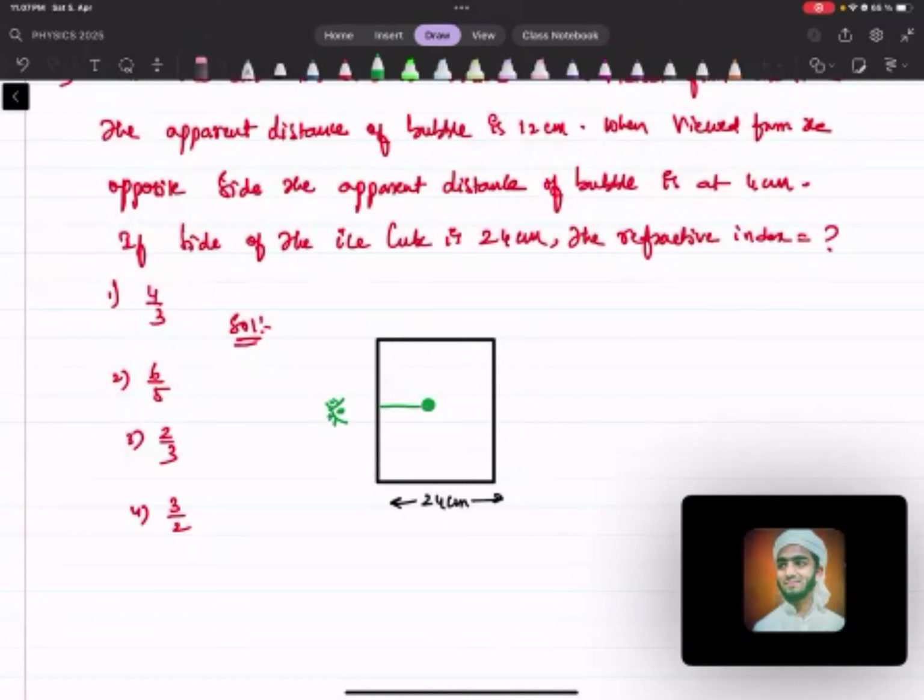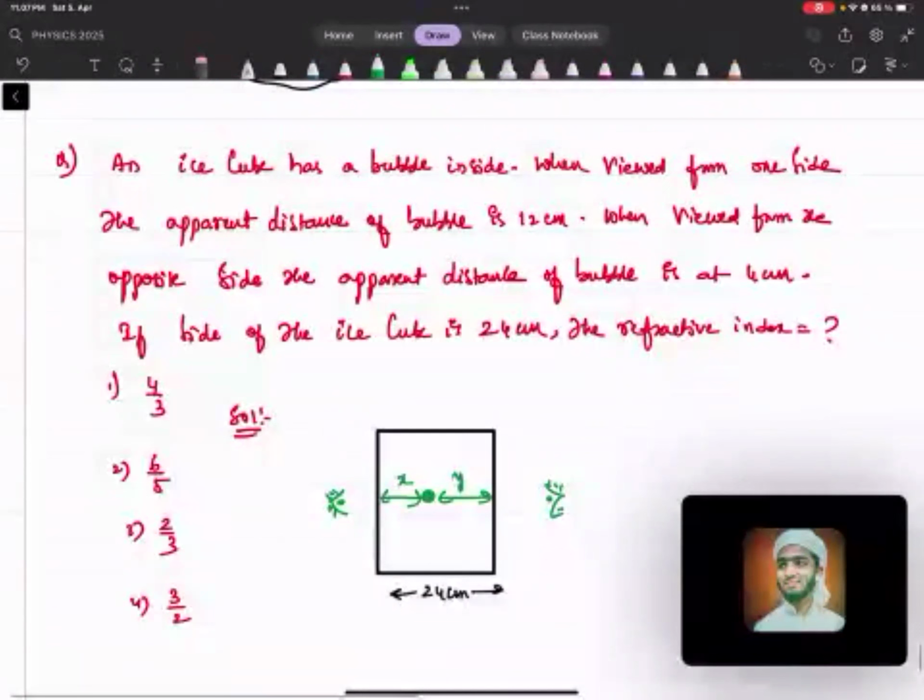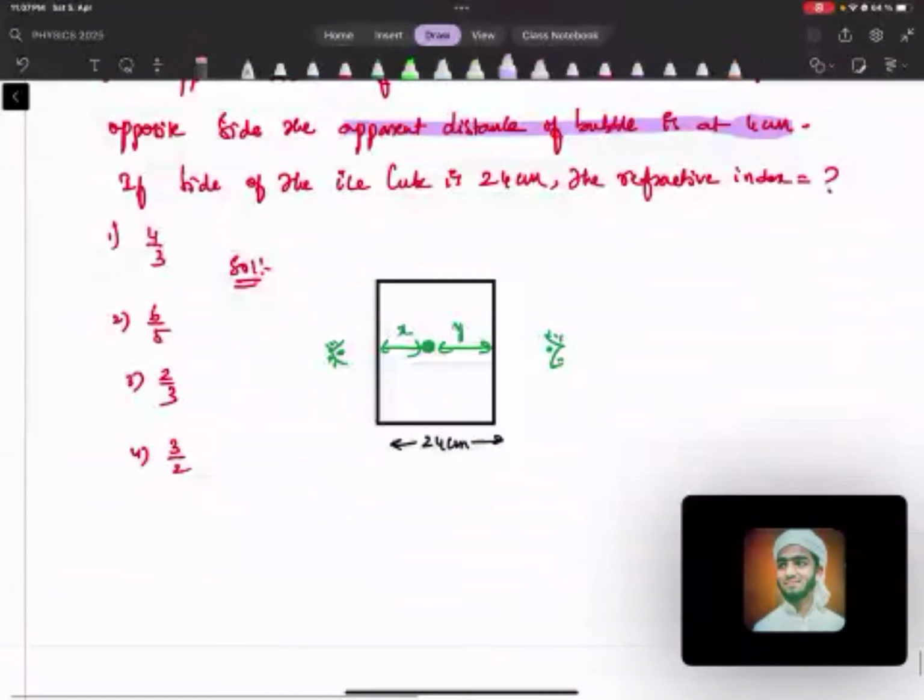it appears to be at what distance, beta? This is, say, for example, x. If you're seeing from the other side, the apparent distance of this one is, say, for example, y. Apparent distance is given for both cases. For the first case, the apparent distance is given as 12 centimeter. For the second case, the apparent distance is given as 4 centimeter. So you can use directly the formula.